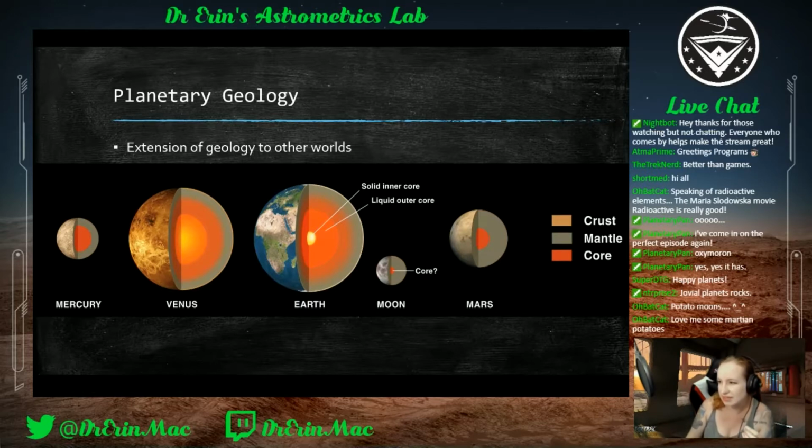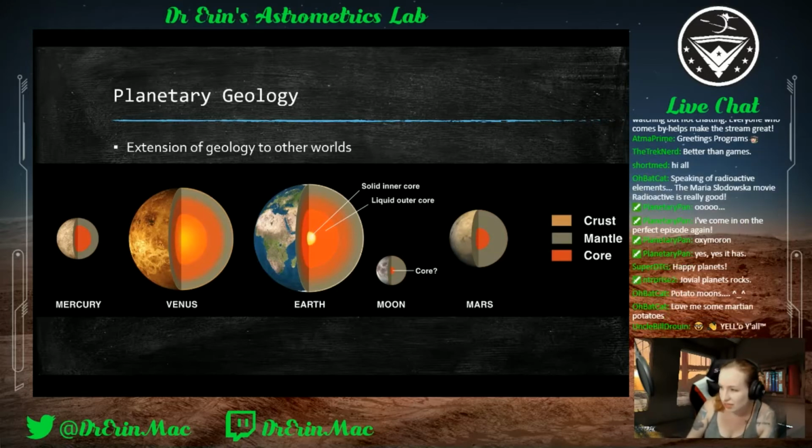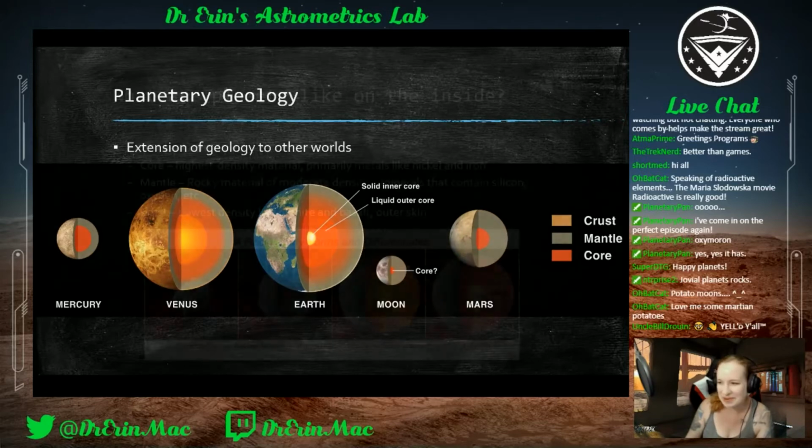Now, Earth has a solid and a liquid inner core. And then looking at the other planets, particularly Mars, that changes how we can determine what type of interior it is.